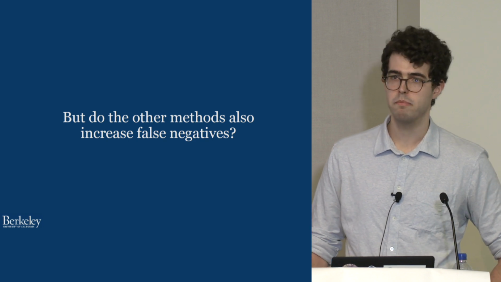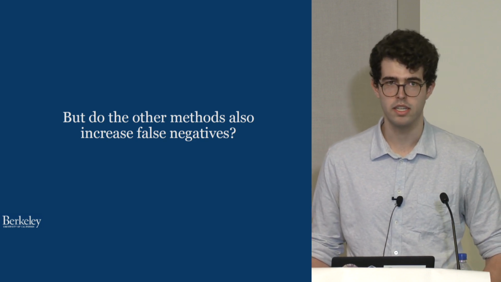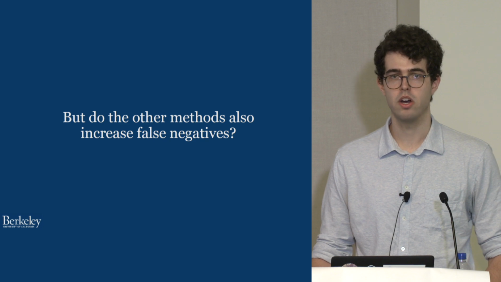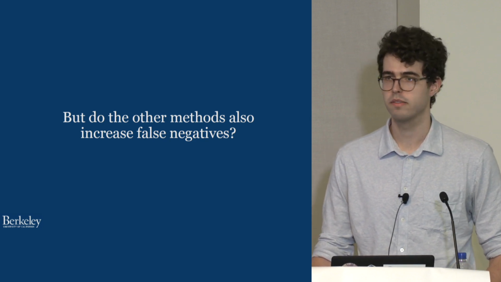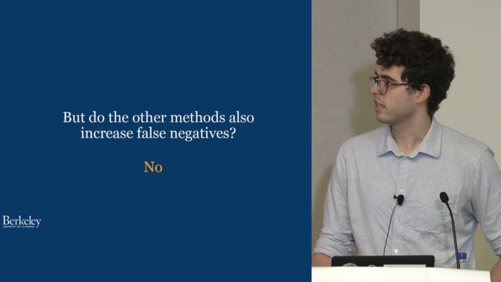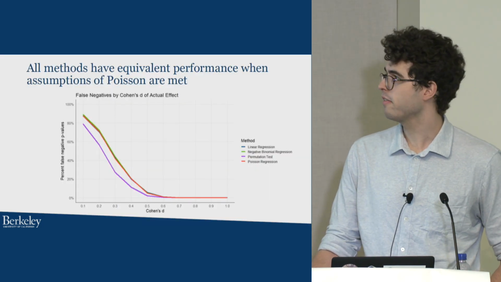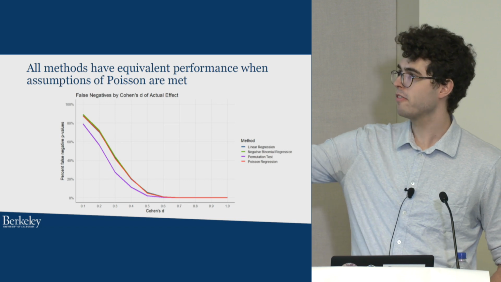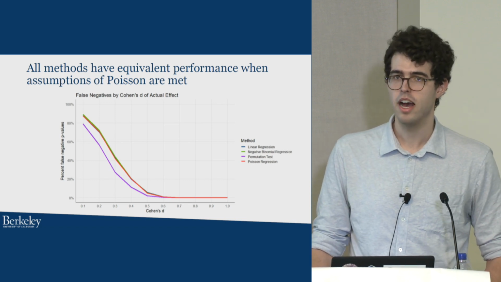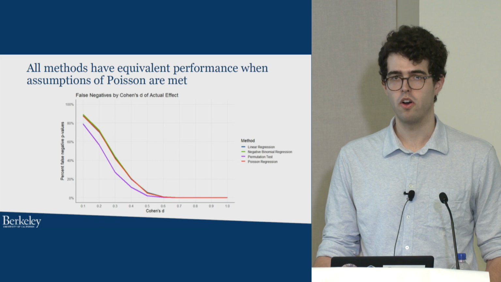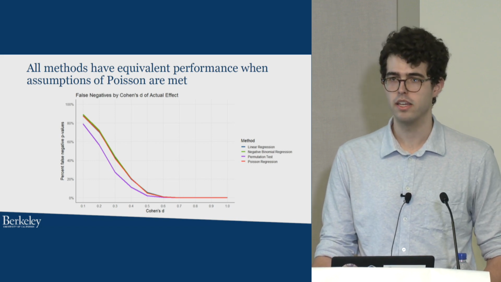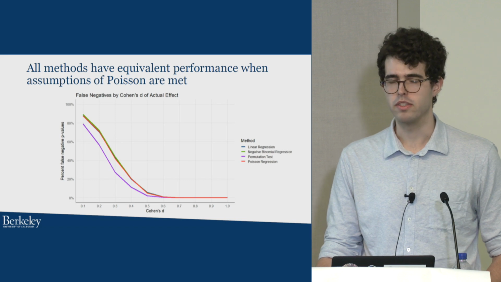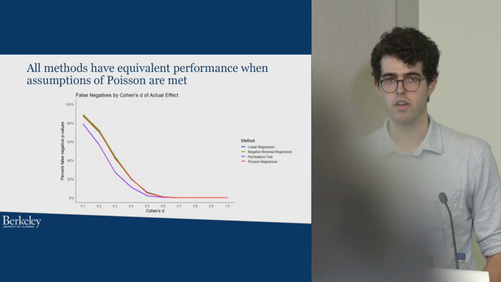So to test that, we also compared, for a bunch of different Cohen's d's, when the assumptions of Poisson are met, what is the false negative rate you get for all these different methods? And it turns out it's not any higher. So if we look at this graph, I promise you there are 4 lines on this graph, not just 2. The false negative rates are almost identical across all of these different methods, no matter which one you're using, as long as the assumptions of Poisson are met.